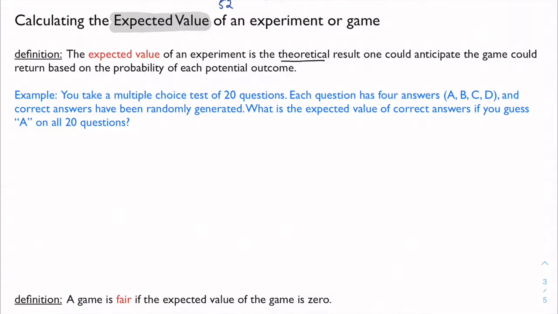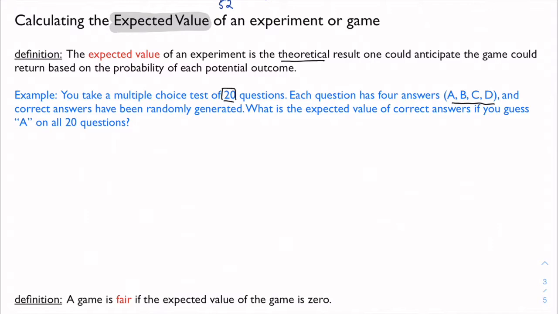There are plenty of factors that could influence one way or another the actual outcome of an experiment that we conduct, such as with our example here. So if I consider a multiple choice test and there are 20 questions on the test, each question has 4 answers, right? So I have A, B, C, and D, 20 questions. And for the sake of this problem, all the correct answers have been randomly generated, right? So I'm not sitting here as the teacher saying, all the answers are B. I'm not making a pattern out of it. I've just scrambled all the answers, so this way all of the answers are equally likely to occur.